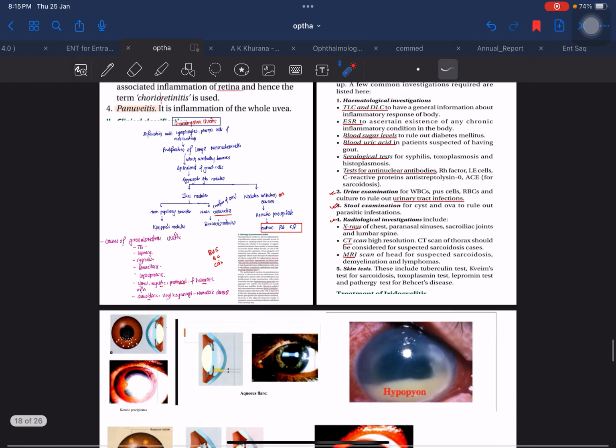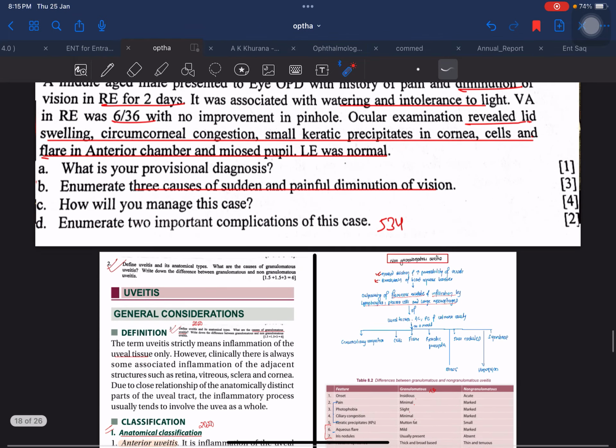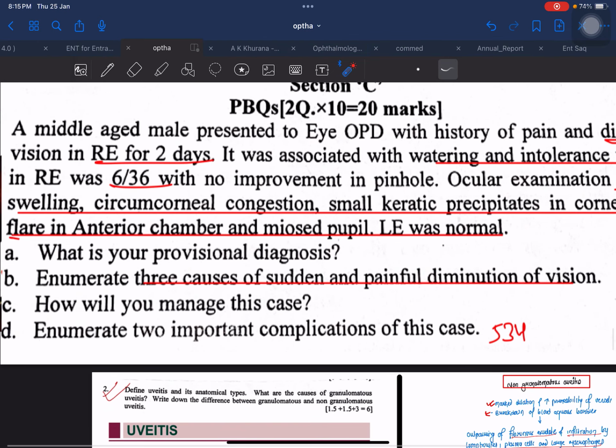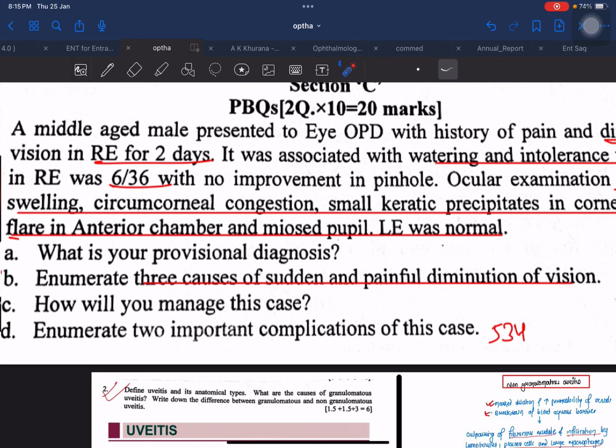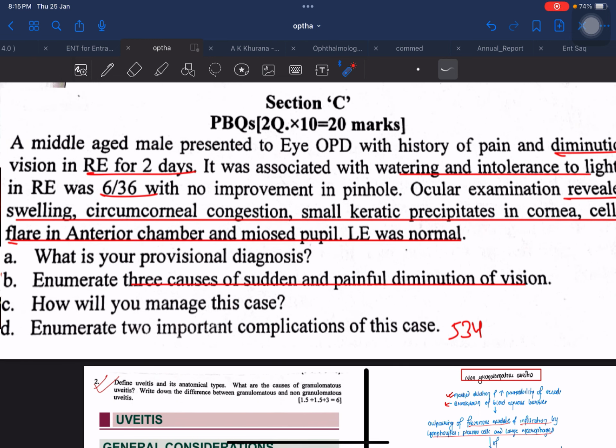So this was all about uveitis. Let's see these questions. What is your provisional diagnosis? That is anterior uveitis. Enumerate the three causes of sudden and painful diminution of vision. It can be anterior uveitis, another is acute conjunctivitis, and we can say acute primary angle closure glaucoma, also called acute congestive glaucoma.